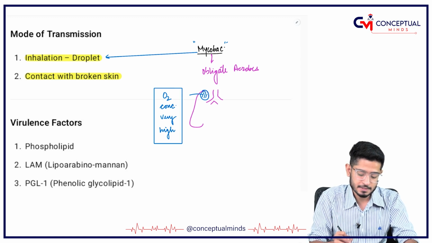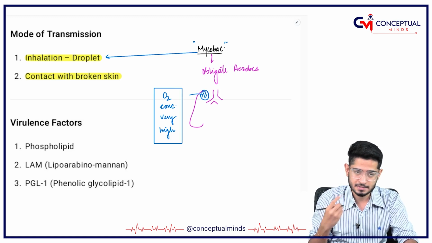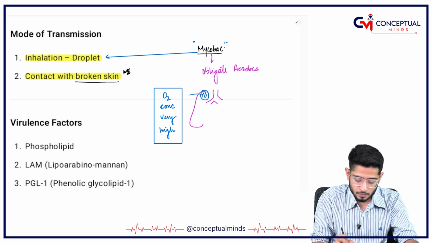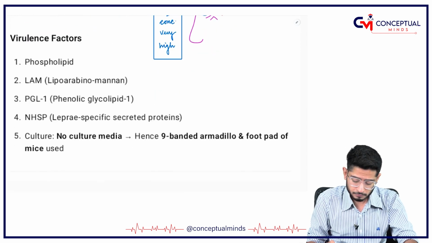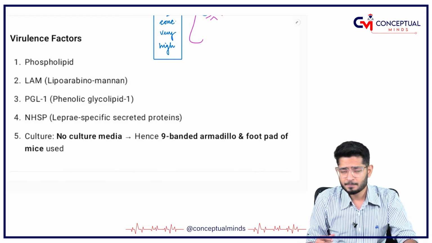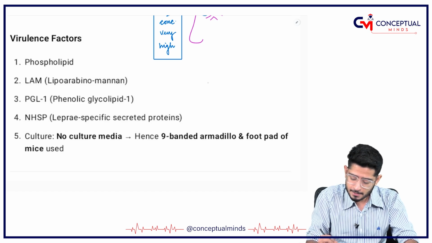But because we are discussing skin tissue infection, it is also transmitted via broken skin. Coming on to the virulence factor, that is how leprosy is happening. So for example, this is the organism Mycobacterium leprae.